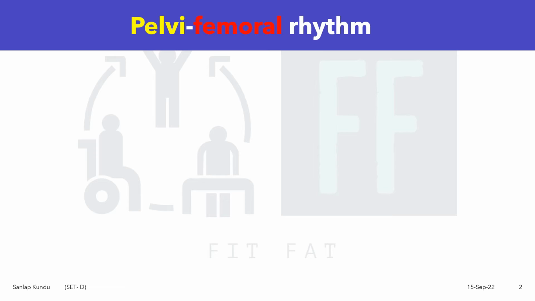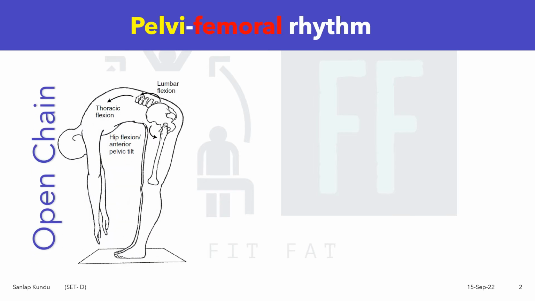Like any other motion, it has open chain and closed chain motion. First we will discuss the open chain motion. In this figure, you can see the person is trying to touch his toes by bending over, and when he is doing that, his hip automatically goes into flexion by doing the anterior pelvic tilt, and with that the lumbar part also flexes along with the thoracic flexion.